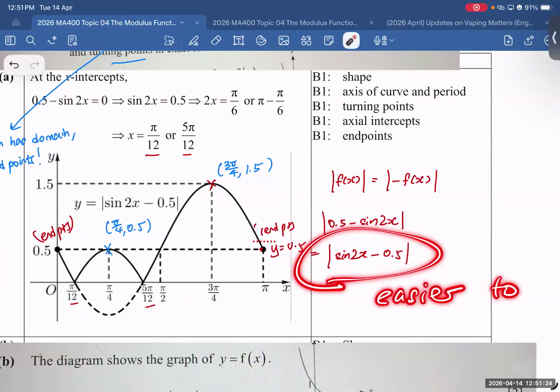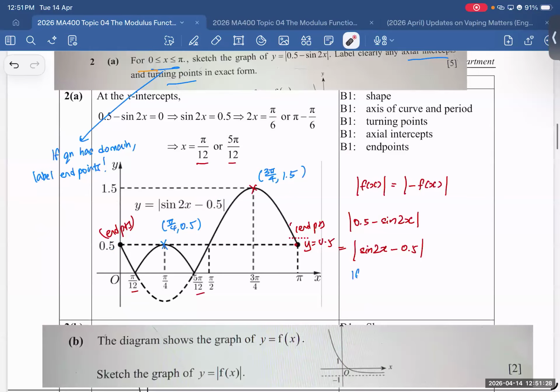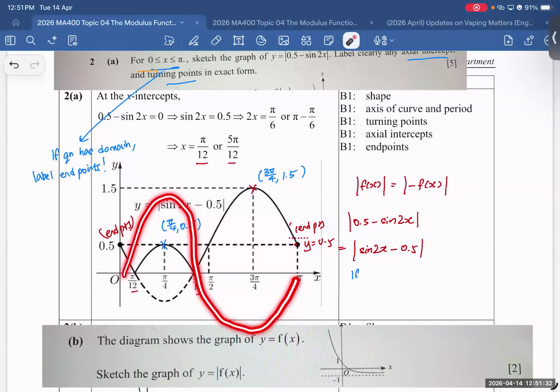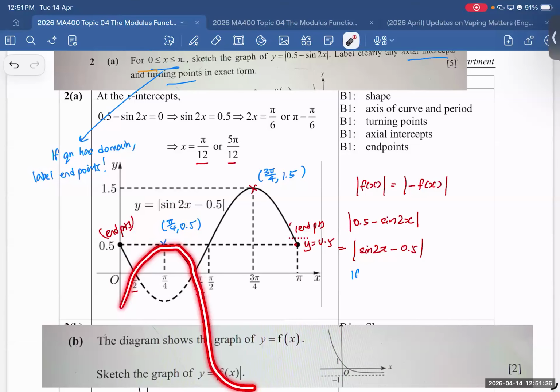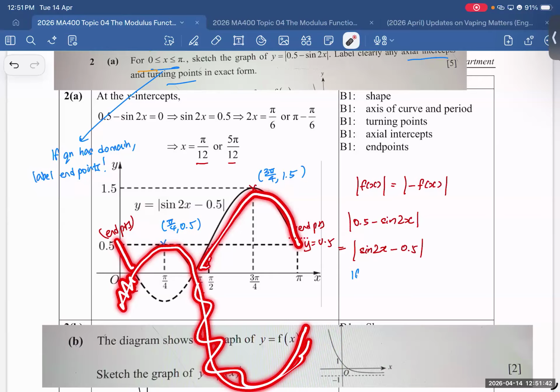Why sine 2x? Sine 2x I know it will look like this. Sine 2x minus 0.5 will look like this. If I do a modulus, then this part is gone. We'll go up like that. So you can see that this part is being reflected. Can?